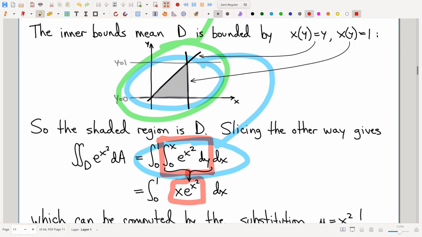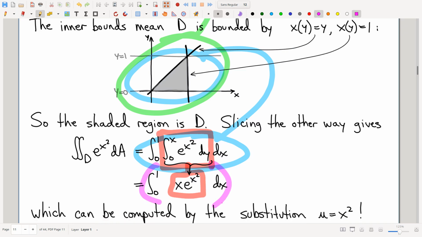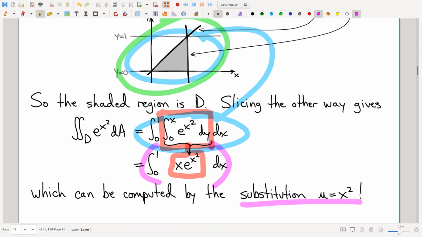Totally doable. And then that integral, the outside integral, you can totally get just with a u equals x squared substitution. That makes sense to everybody? That's clever. It comes up here and there. Point is, it's clever. And that's really all there is to say about section 5.3.